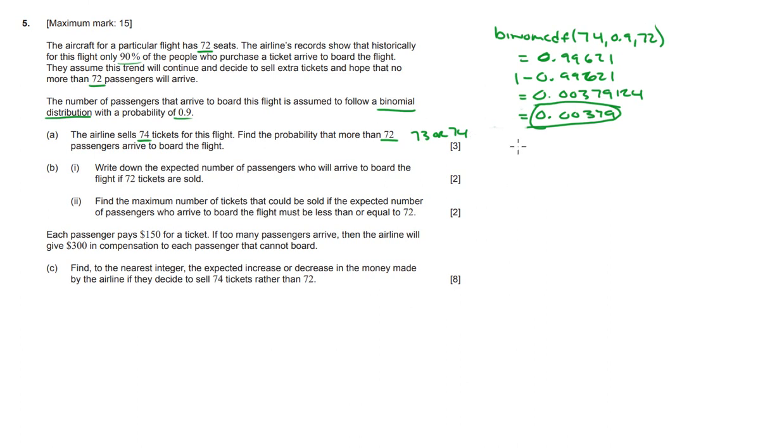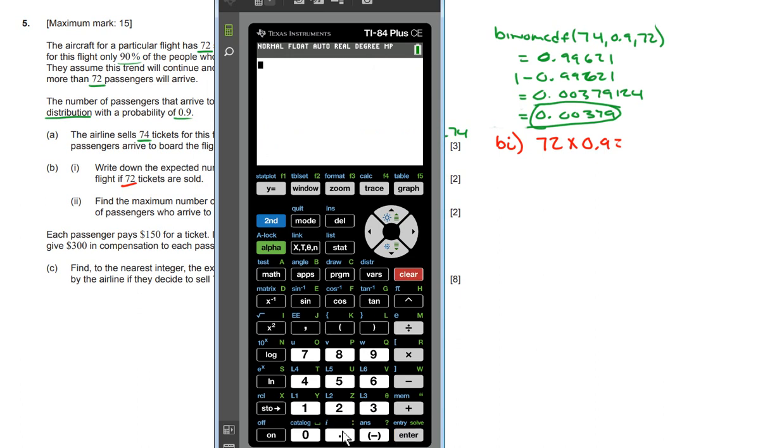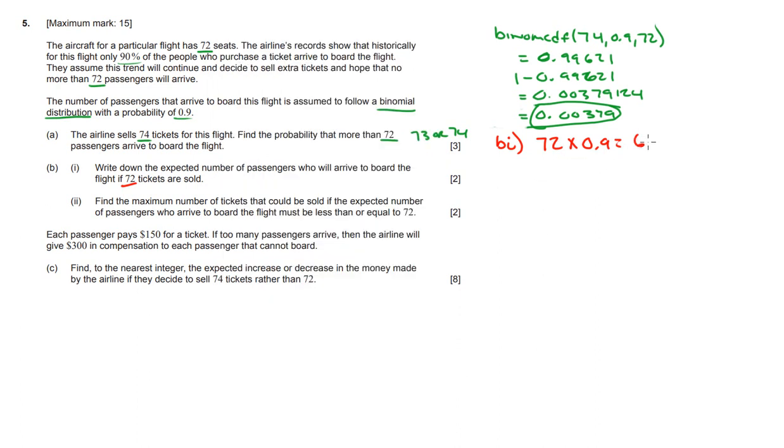B part I says write down the expected number of passengers who will arrive to board the flight if 72 tickets are sold. So expected number: they expect that 90% of the people are going to show up, so we're simply just going to take 72 times 0.9, and that will give us 64.8. 0.9 times 72 is 64.8. 64.8 people we would expect to show up.